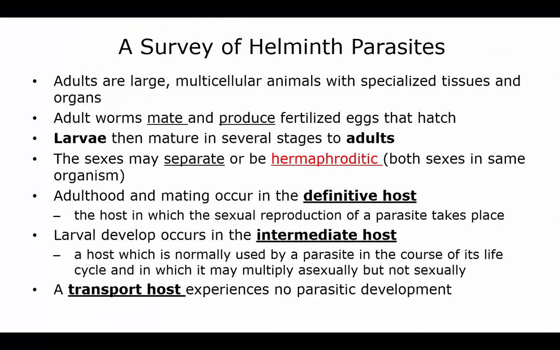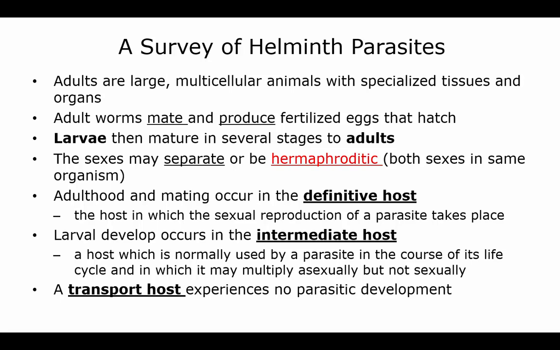Now to look at our helminth parasites. Our adults here are going to be large multicellular animals. They mate and produce fertilized eggs that hatch, and the larvae mature in several stages to become adults. Sometimes the sexes separate, or you can have hermaphroditic stages where you have both sexes in the same organism.